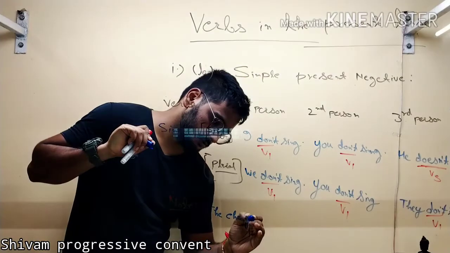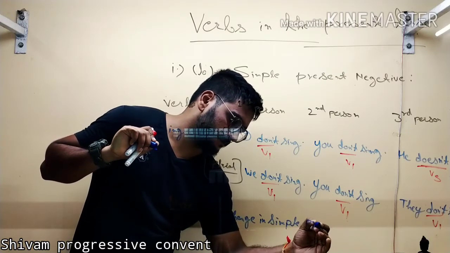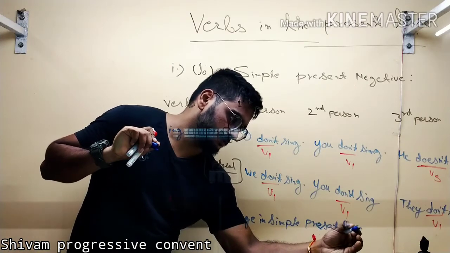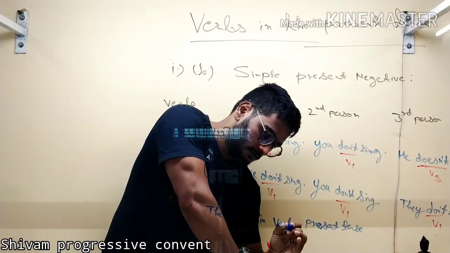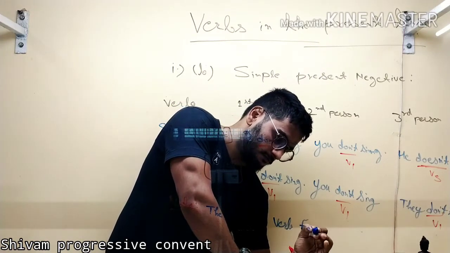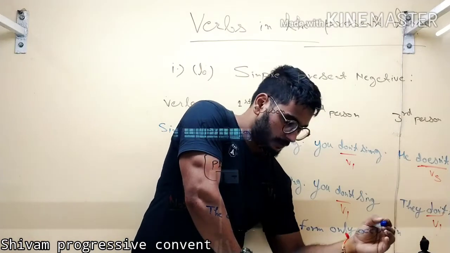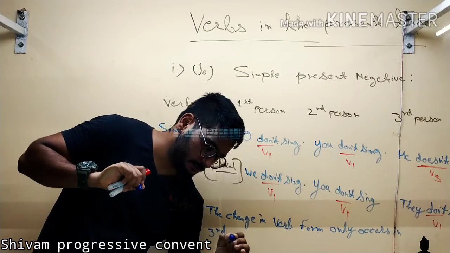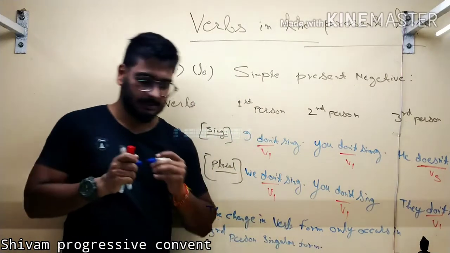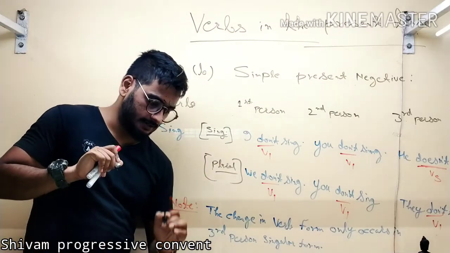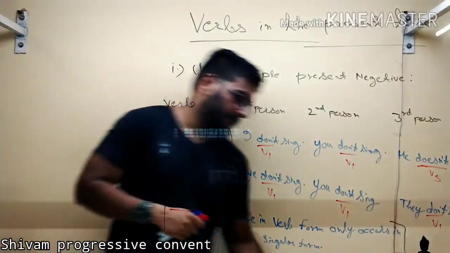The change in simple present tense, the change in verb form only occurs in third person singular form. Third person singular form. Okay, so note this, and this is a very important thing. Note it down, and then complete this one. Then I am moving forward to the next point.